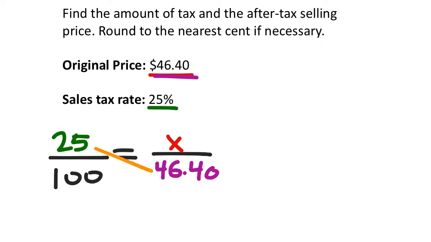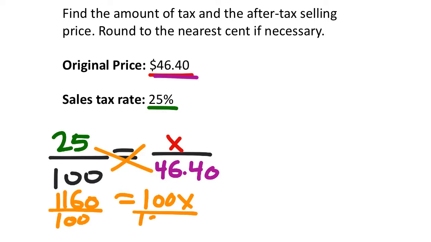So yep, going back to cross multiplication. 25 times 46.40 is 1160. So that's my first cross multiply, which equals 100 times x. Divide both sides by 100. So that's going to be $11.60. Now that's the amount of tax. And we'll label that, we'll box it in. That looks pretty good.